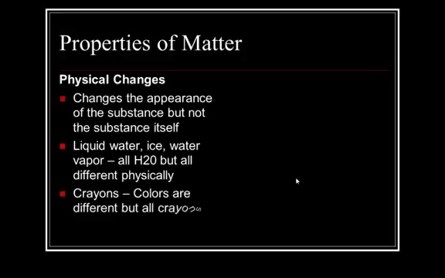Another example would be crayons. They're all crayons, even though the colors are different. That's just a physical change of the crayon property. And then a last example is wool. Whether it's on the sheep or actually in a sweater, it's still wool. So the appearance has changed in all of those, but the actual substance itself has not changed.